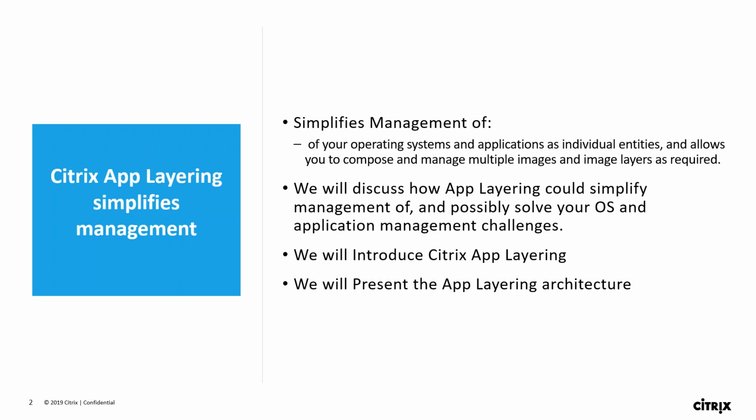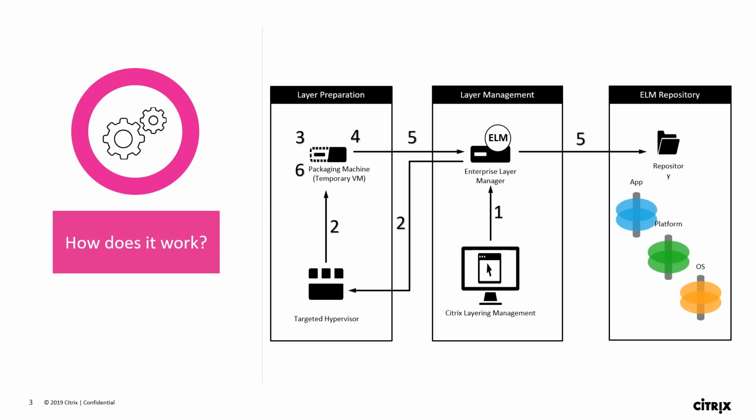Now, we're going to talk about how this happens. We're going to talk about how app layering could and does simplify management, and how possibly it could solve your operating system and application management challenges. We'll introduce Citrix App Layering, and we'll talk about the app layering architecture. So how does it work?